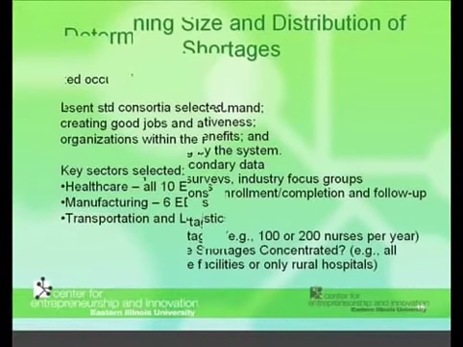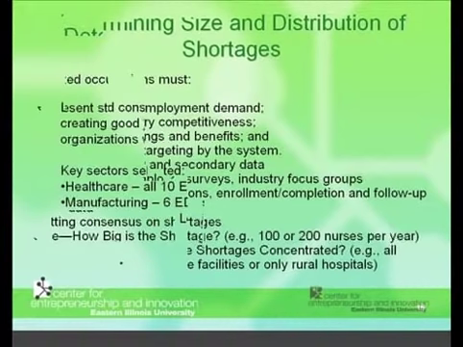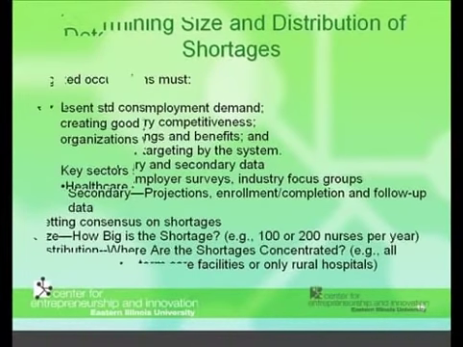Targeted occupations for efforts in the CSSI initiative must represent strong employment demand, be critical to industry competitiveness, provide good earnings and benefits, and be appropriate for targeting by the system. In determining the occupations, our planners looked at primary data, including employer surveys and local industry focus groups, and also secondary data, mainly LMI data, projections, enrollment and completion, and then follow-up analysis.